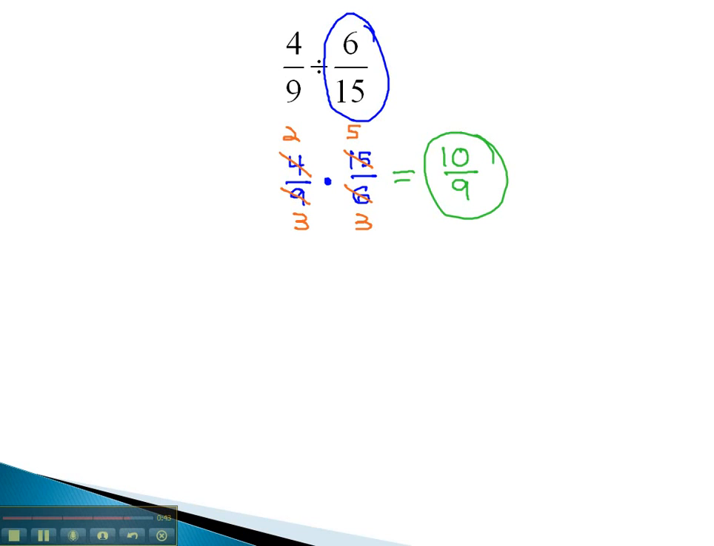Division is exactly the same as multiplication, with one extra step at the beginning, where we multiply by the reciprocal.